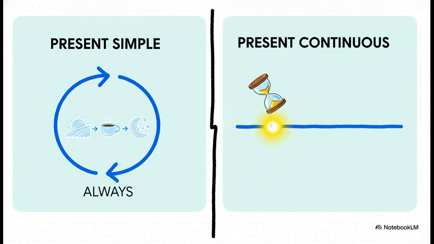Okay, so here's the main idea, the big difference. The present simple, that's for things that are permanent. Think about habits, facts, stuff that's just always true. But the present continuous, that's for things that are temporary, actions happening right now or around now. It really just boils down to always versus now.